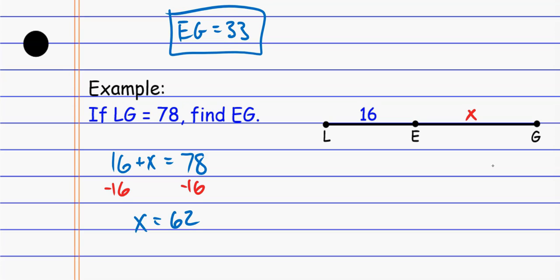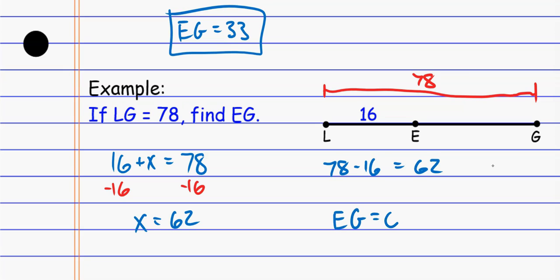You could also just look at it and say, okay, 16 plus what will equal 78? If the whole thing from here to here is 78, well, I just have to subtract that piece to get the other piece. So maybe you can look at this pretty quickly, and you don't have to set up an equation of any kind. You would just go, oh, 78 minus 16 is 62. Okay, so either way, EG is 62. And if there were labels on this, if that was 16 inches, I would say it's 62 inches or centimeters or whatever.